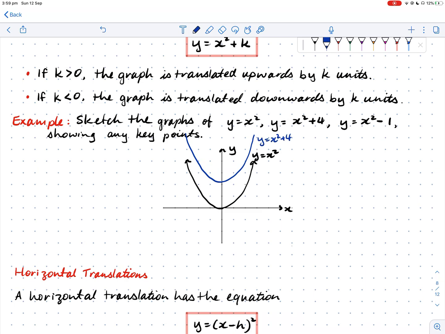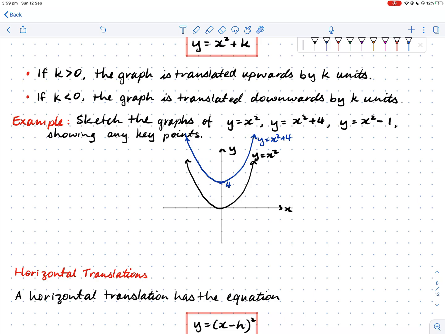So again, we don't need to plot points or anything. We're not measuring anything because it is a sketch. But we know that this value is now moved up to 4. So we can label that y-intercept with 4, and that would be the key point that we want to show.